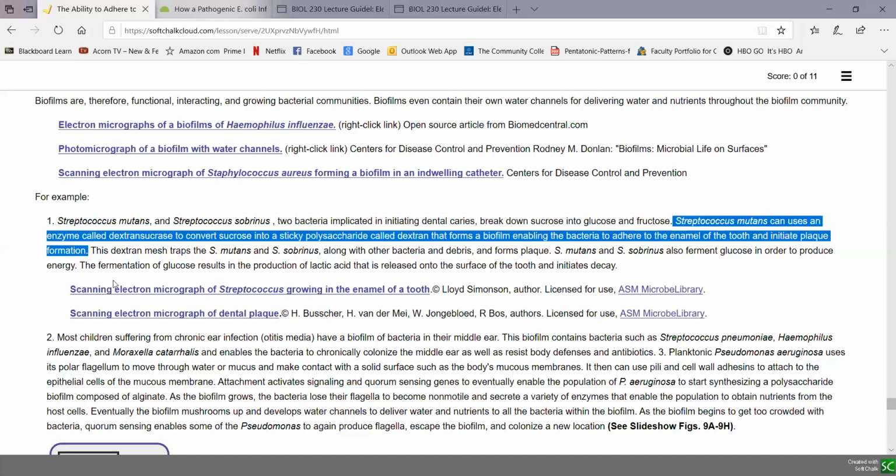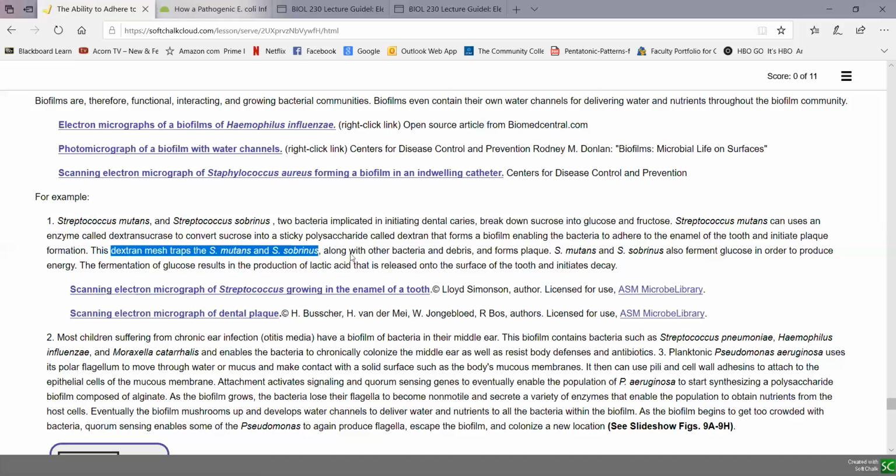So this dextran mesh traps the Streptococcus mutans and the Streptococcus sobrinus along with other bacteria and debris and forms the plaque on the surface of the tooth.